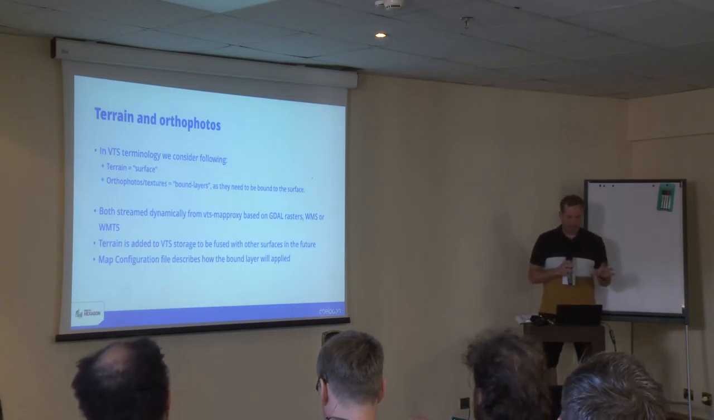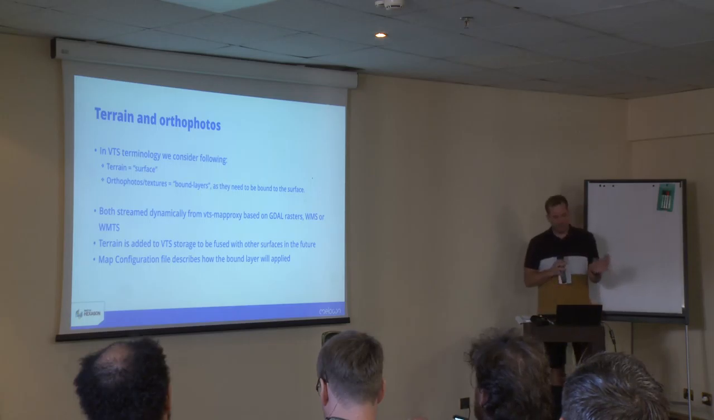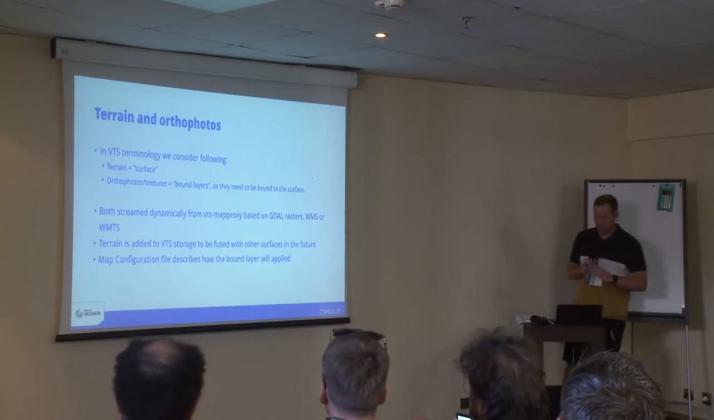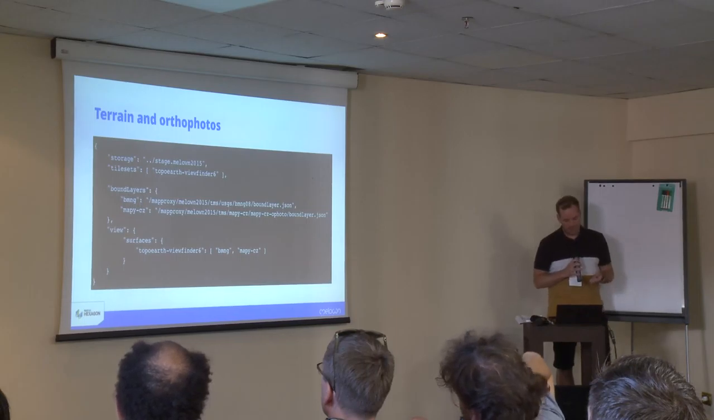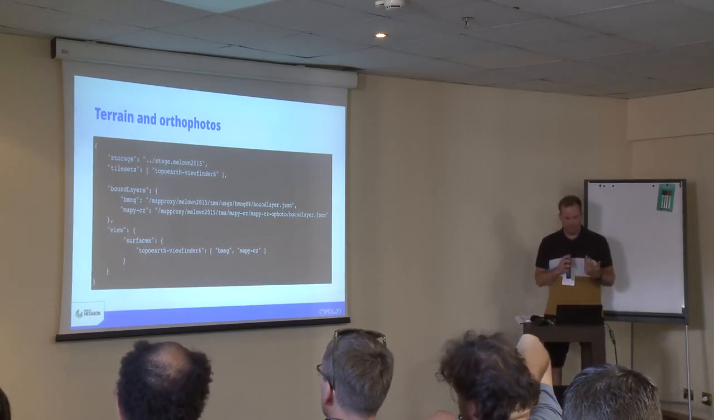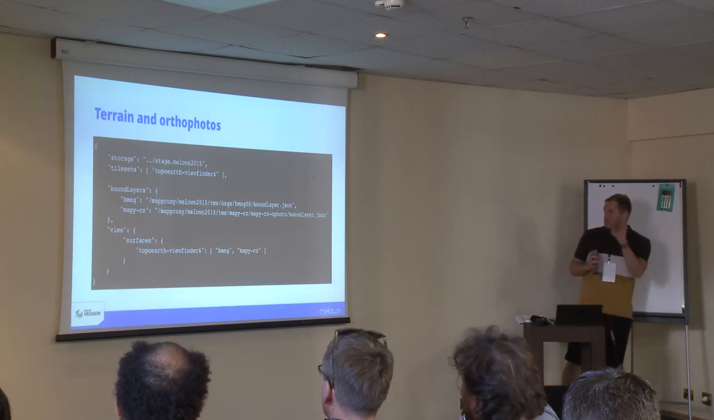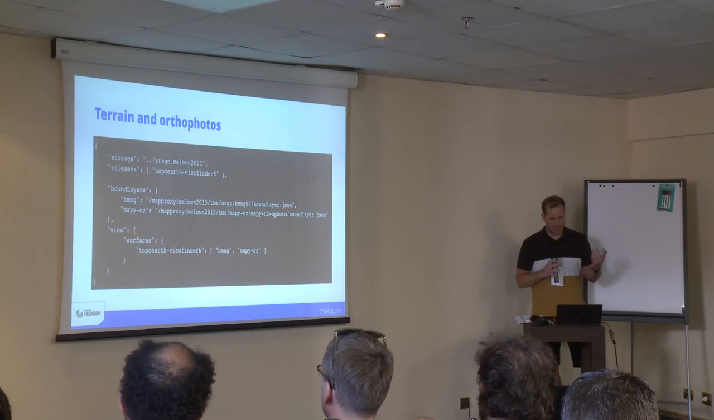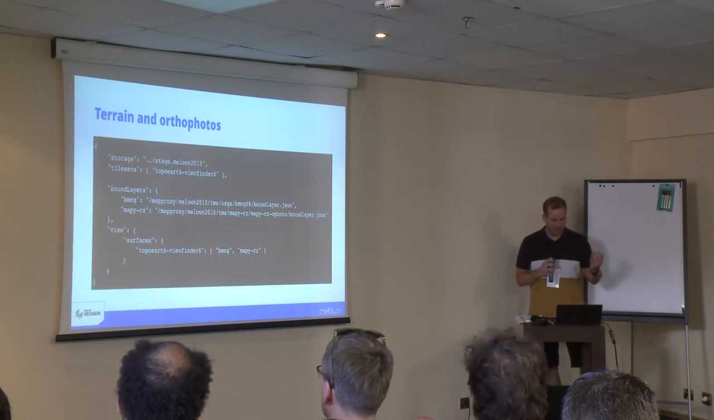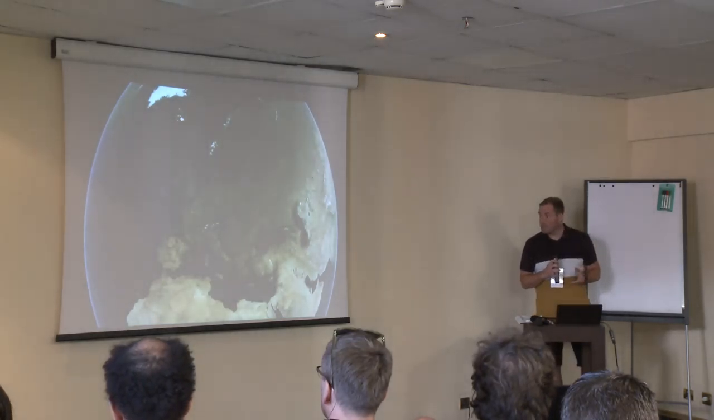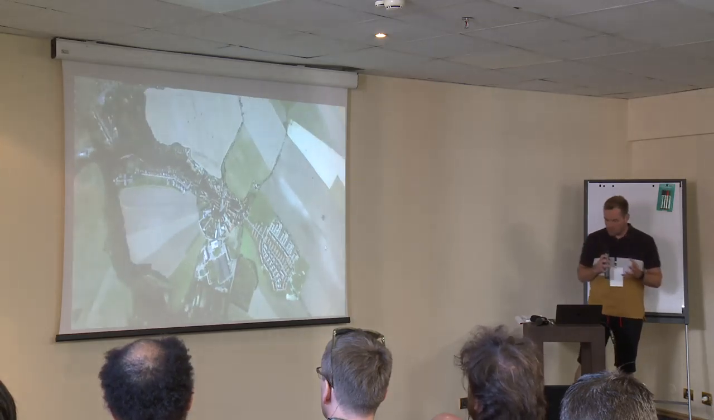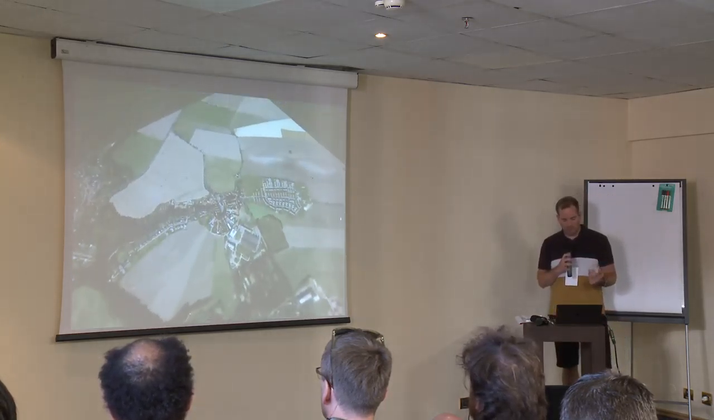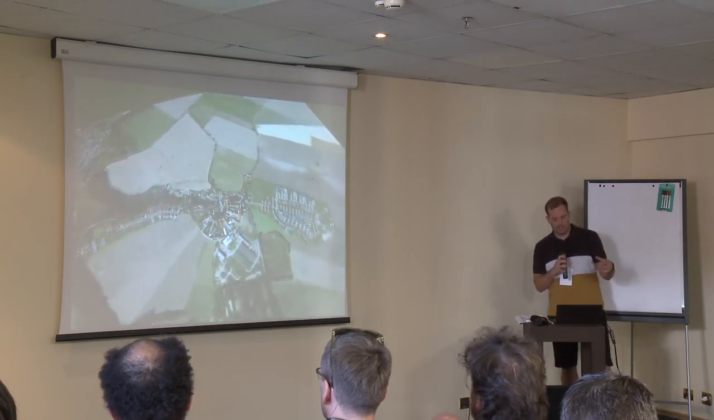To fuse terrain with others, it needs to be added to VTS storage, which is the second backend component of VTS. The map configuration file describes how the bound layer will apply. I will not go into detail on it because it's just about editing one configuration file. But here you can see the result. Starting from a distant view, we have one bound layer with a global scope. Once we are getting closer, a second bound layer with better resolution but limited scope will appear.